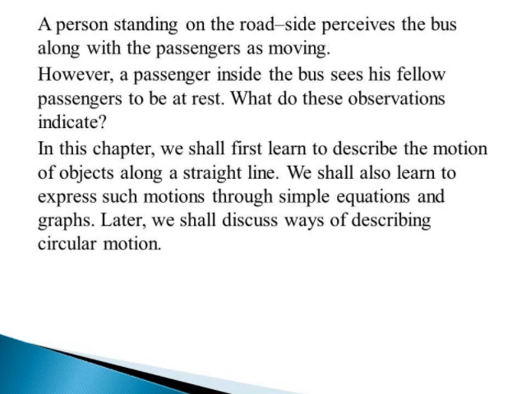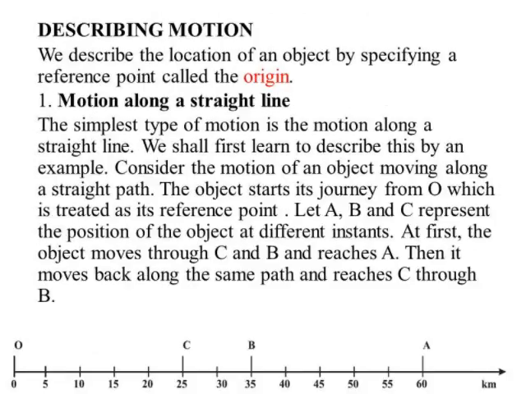In this chapter, we shall first learn to describe the motion of objects along a straight line. We shall also learn to express such motions through simple equations and graphs. Later, we shall discuss ways of describing circular motion. Describing motion. We describe the location of an object by specifying a reference point called the origin.